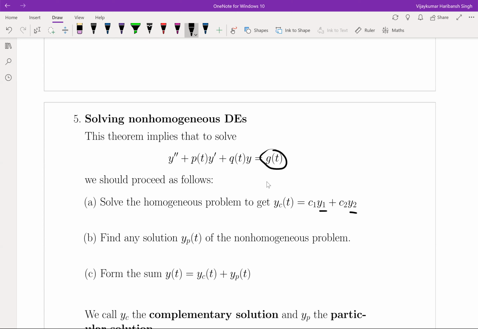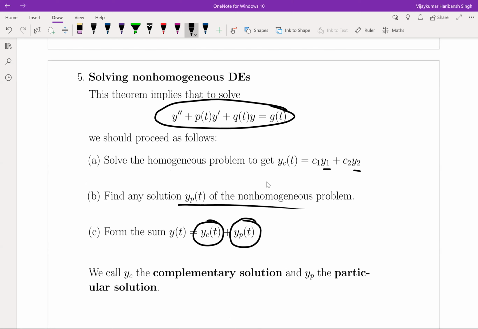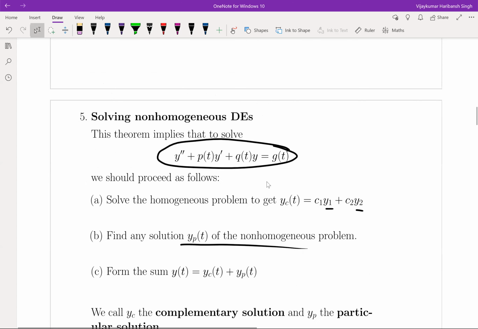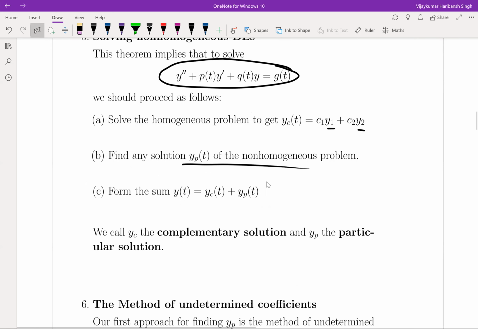Then second, you find any particular solution for this non-homogeneous differential equation. Then y of t equals yc of t, the solution for the homogeneous part, plus yp, the non-homogeneous part. When you add them, you get the complete solution. So yc is called the complementary solution and yp is called the particular solution. So this is how you basically go about this. All right, so let's do a problem and things will become clear to us.